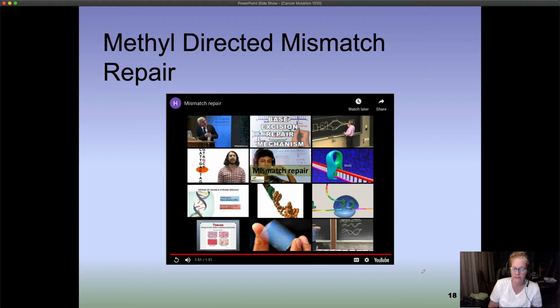So that is methyl-directed mismatch repair. And again, it's important to remember this is occurring during replication. And this is going to cause that loop to occur so they can move backwards and digest. That nuclease can go back and digest the daughter strand, not the parent strand.